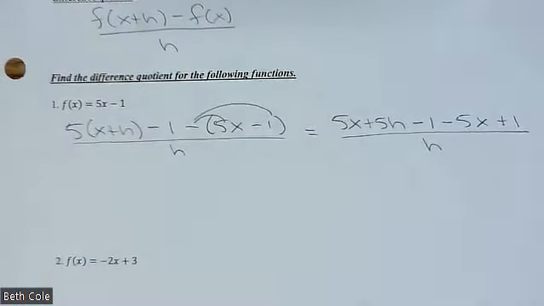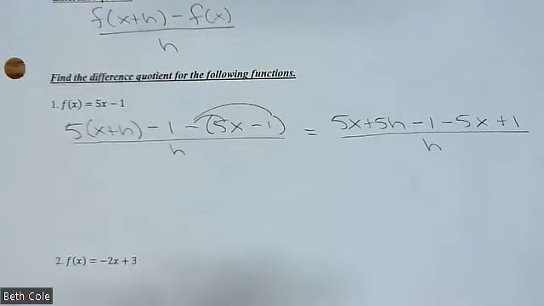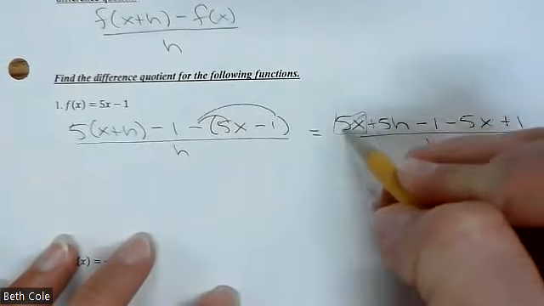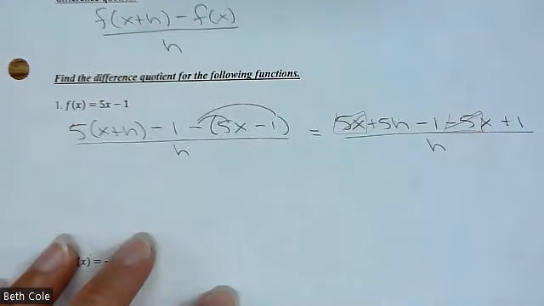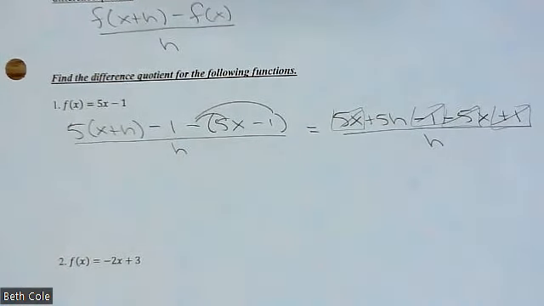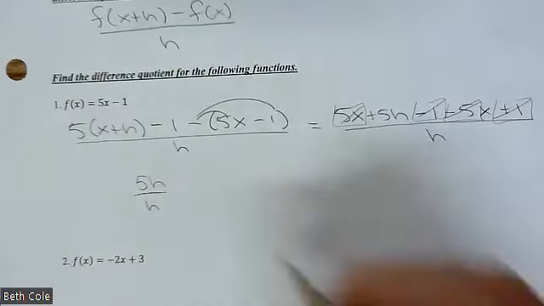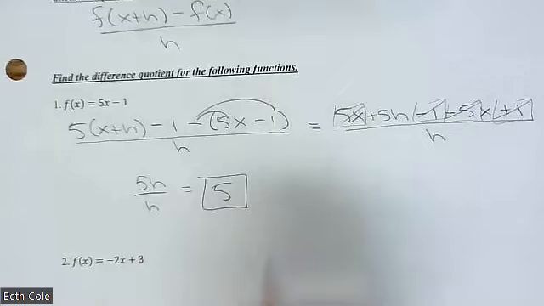If you have done your job correctly, almost everything should go away. If it doesn't, you missed a negative sign. That's always what it is, a negative sign. Call them as you see them. What goes away? All right, 5x minus 5x, that's gone. 1's are gone. So you have 5h over h, which is just 5, is your answer.